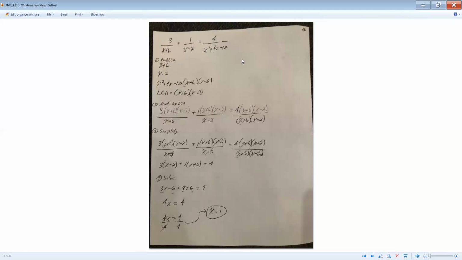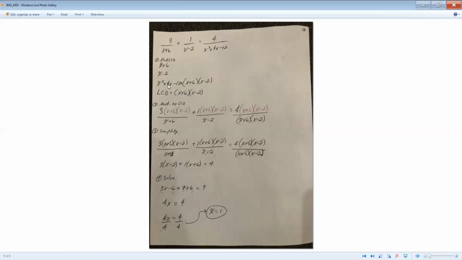All right, let's do at least one more. 3 over x plus 6 plus 1 over x minus 2 equal to 4 over x squared plus 4x minus 12. So we want to find our LCD. We'll examine each one of our denominators. We have x plus 6, x minus 2, then x squared plus 4x minus 12.